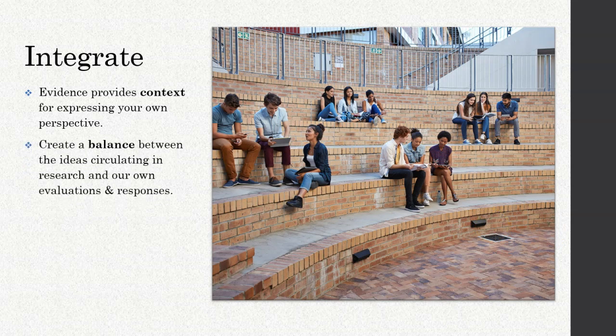Also, when you integrate your evidence, you want to create a balance between those circulating ideas and your own evaluations and responses. So in order to fully integrate your evidence, you want to have a balance between what you are saying and what they are saying. And that's when explaining the meaning and explaining the importance of your evidence really comes into play. It's creating a dialogue, a speaking back and forth between you and the works that you're quoting from.